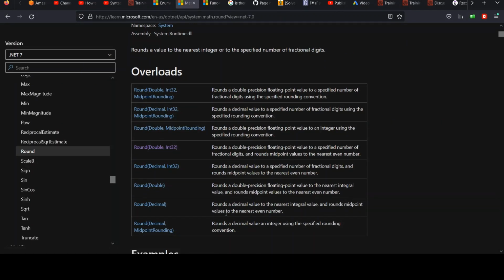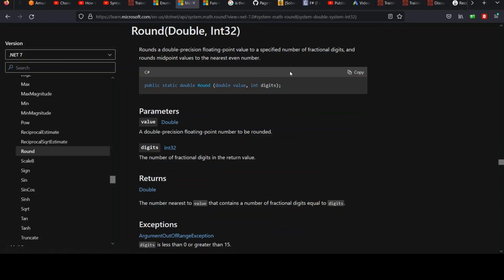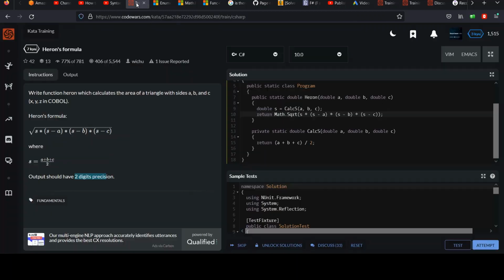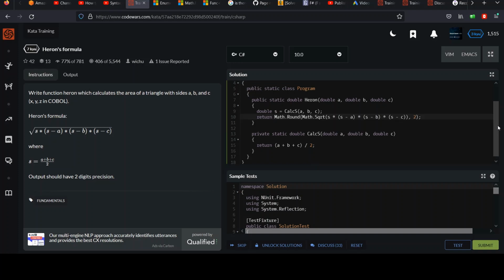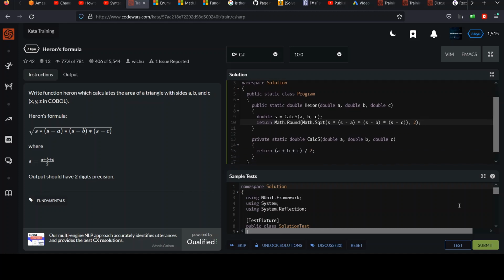You can see all the different kinds you can do, but we just want to say, hey, we want to give you the input that we want rounded and then just a number of digits. So feel free to read more about that if you like. We're going to wrap this whole thing then in math round, that quantity, and I'm putting 2 for 2 digits. And so that should be that.